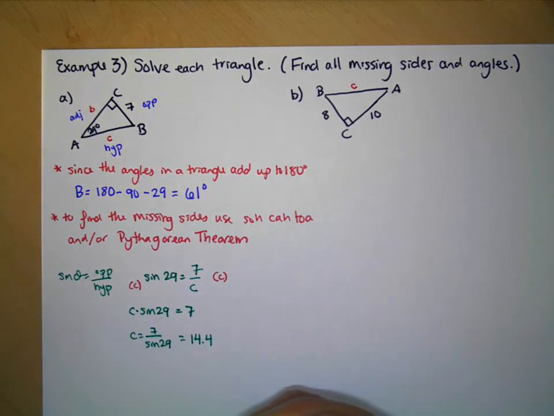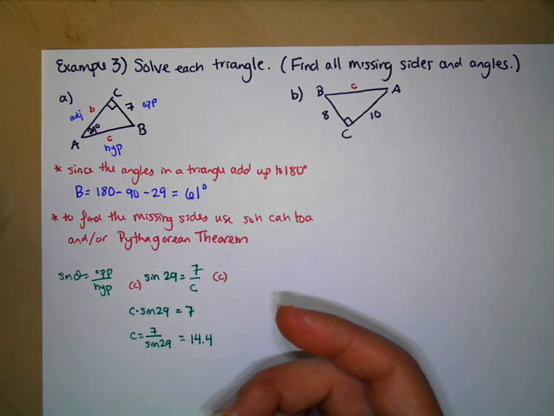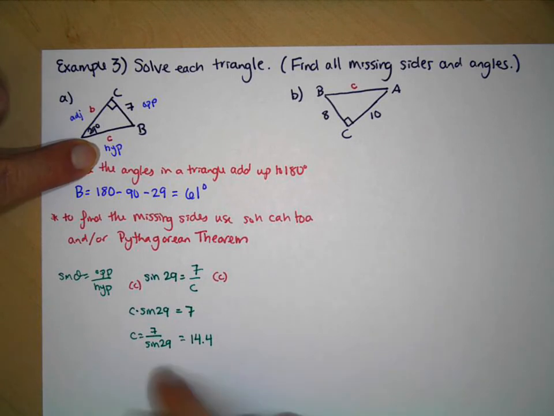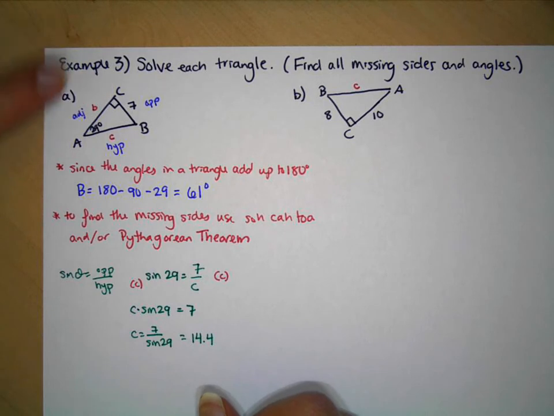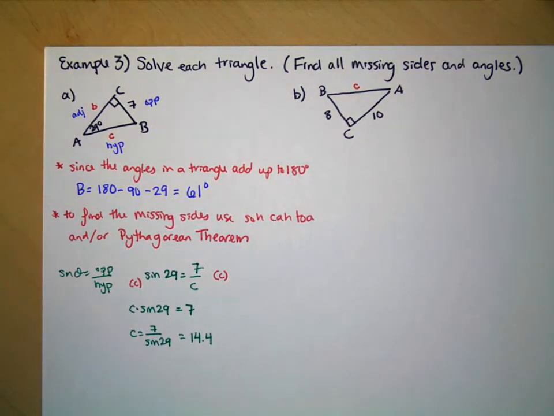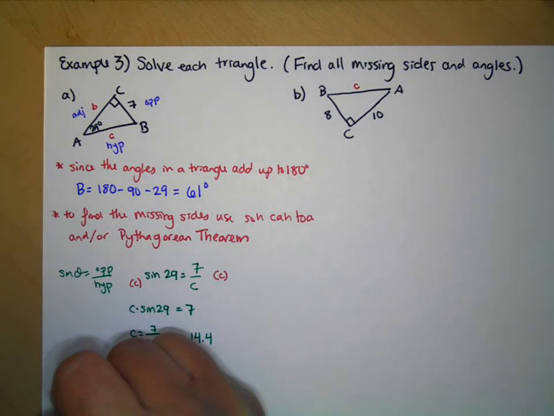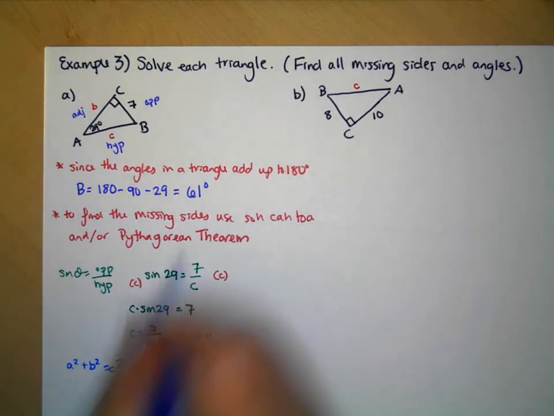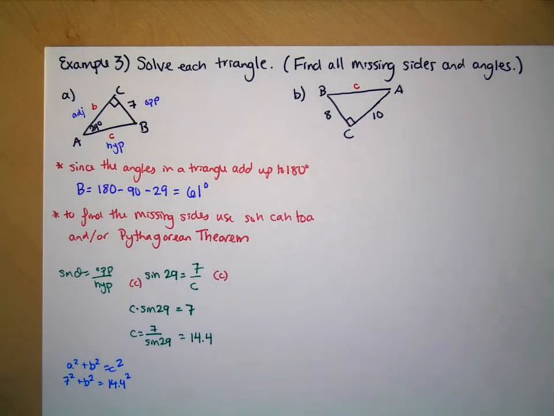Now, to find side B, you could either set up another trig equation, and you could use cosine to find B over side C, since you know it now, or you could say the tangent is equal to 7 over B, totally up to you. Or, since we do know two of the sides, we can use the Pythagorean theorem. A squared plus B squared is equal to C squared. We know A is 7, so 7 squared plus B squared is equal to side C, 14.4 squared.